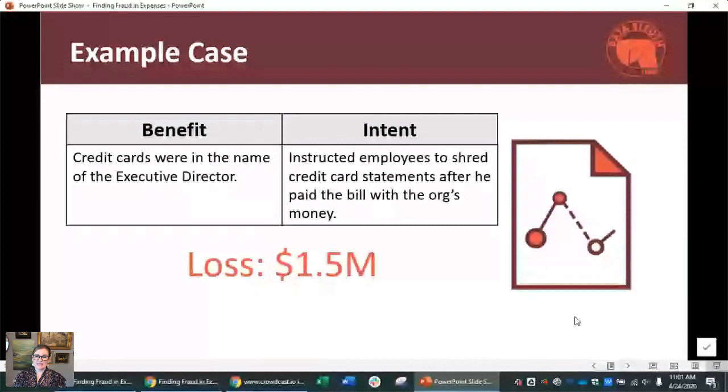And one of the things is that whenever the executive director would pay his personal credit card bills out of the nonprofit, he would hand his statements to his assistant and ask her to shred them. And so that helped with the intent piece. The assistant was actually the whistleblower and still had copies of those credit card statements. And we also knew the benefit piece, that the executive director benefited from this, because the credit cards were in his name and he was the one going to the casino, and that was a $1.5 million loss.